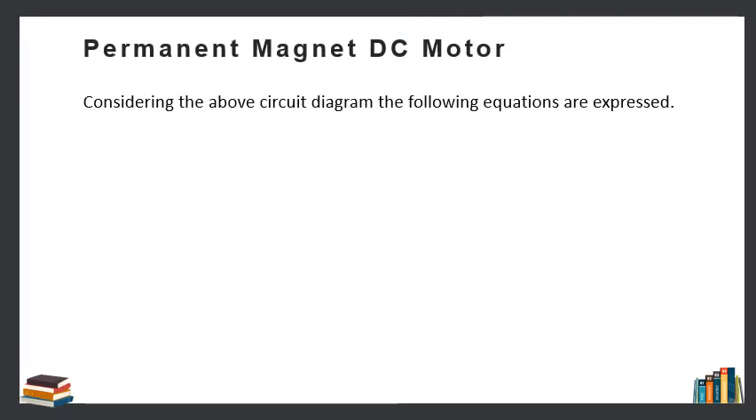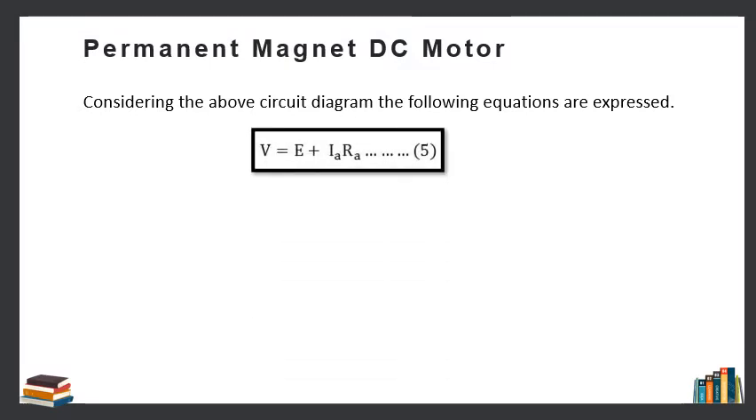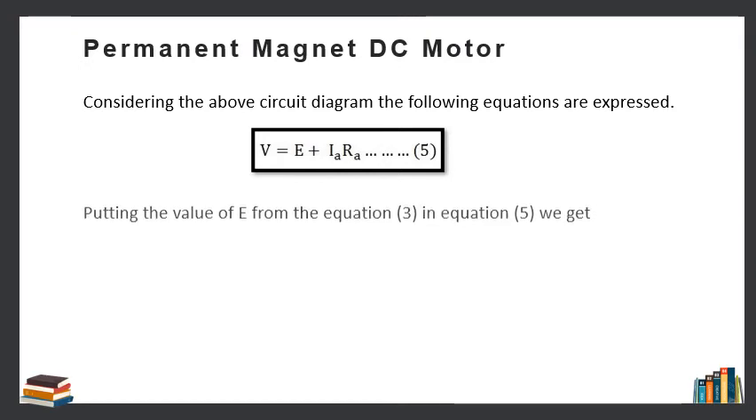Considering the above circuit diagram, the following equations are expressed. So V is equal to E plus Ia into Ra, where V is called the terminal voltage, E is called the induced voltage, Ia is called the armature current, and Ra is called the armature resistance.